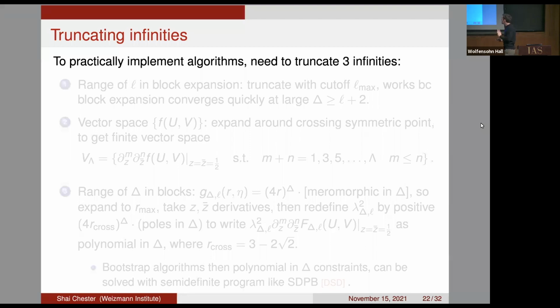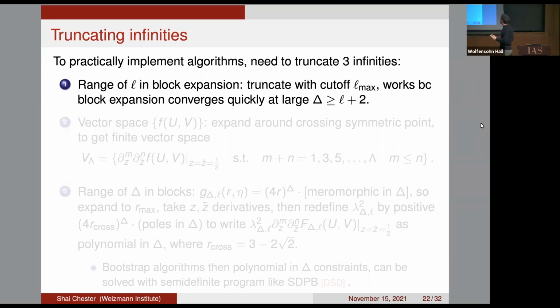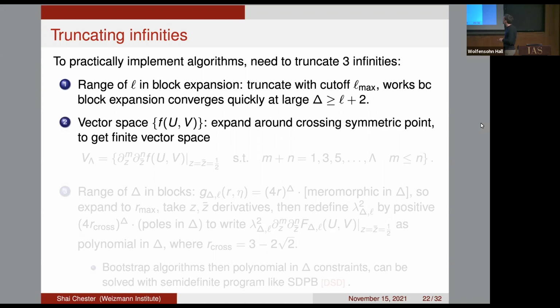Okay, so to practically implement these algorithms, we need to truncate three kinds of infinities. So the first infinity is the range of spin that occurs in the block expansion, because in principle, it goes over all even spins. So it's very easy to deal with this. We just truncate to some cutoff L max, and this works in practice because the block expansion converges very quickly for large scaling dimension, which is related to spin. This was shown by Rychkov et al. in a number of papers.